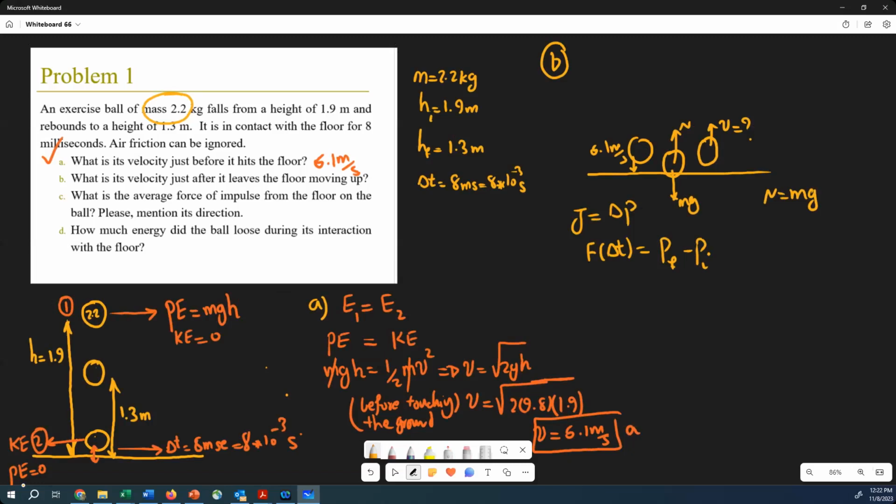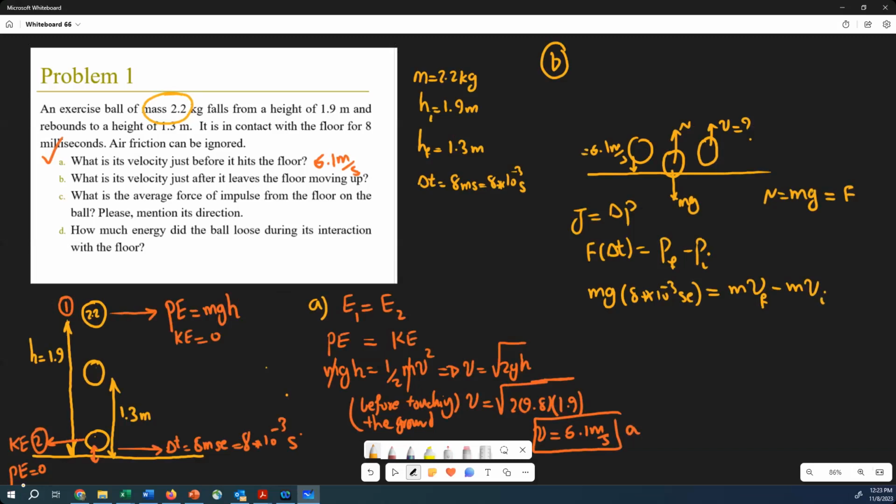So then this F is going to be the normal force. Good. So what I can do here, I can say F is mg. What is the delta T? Change in time, which is the contact time, which is 8.8 times 10 to the power of -3 seconds, equal to mass times the final velocity minus mass times the initial velocity.